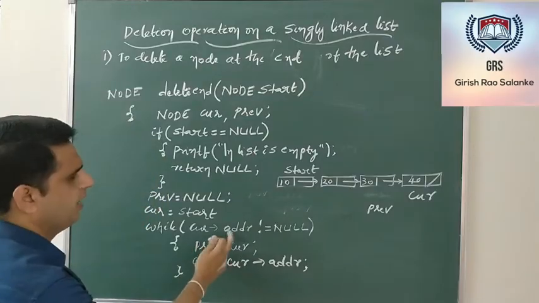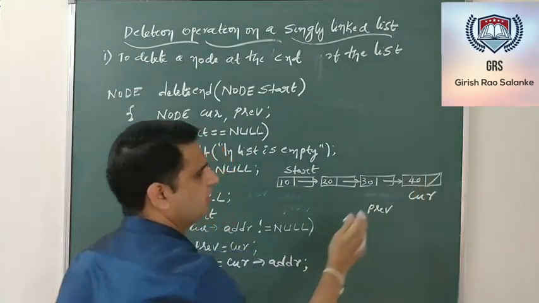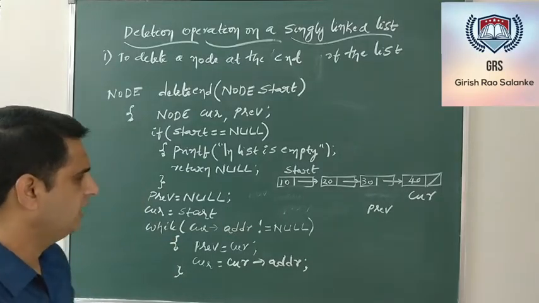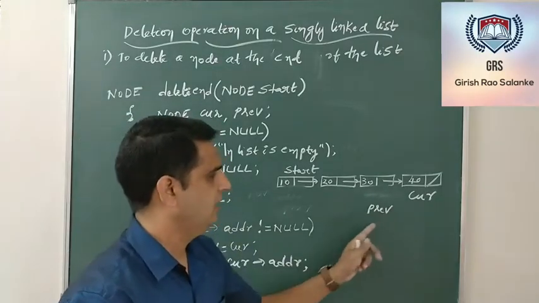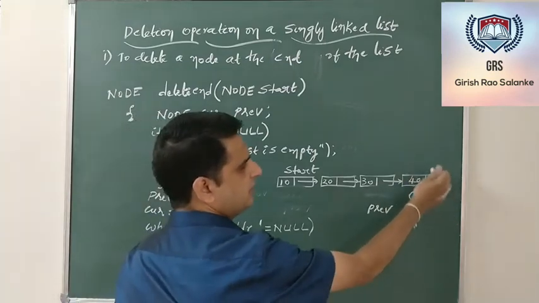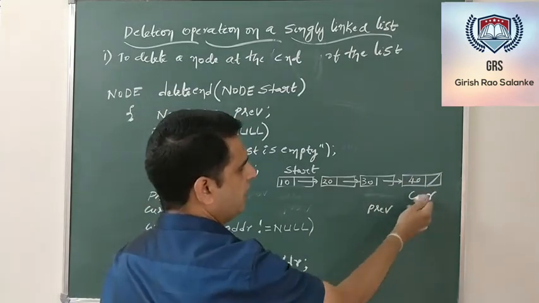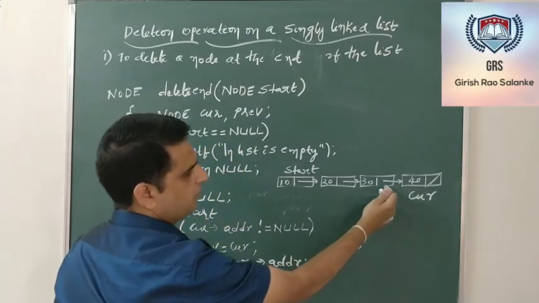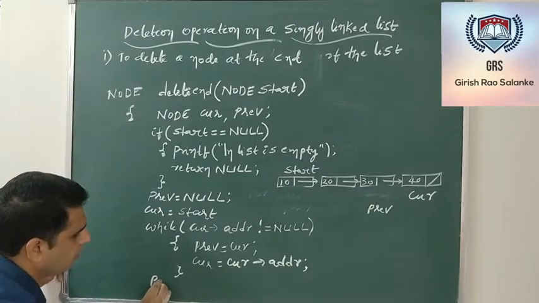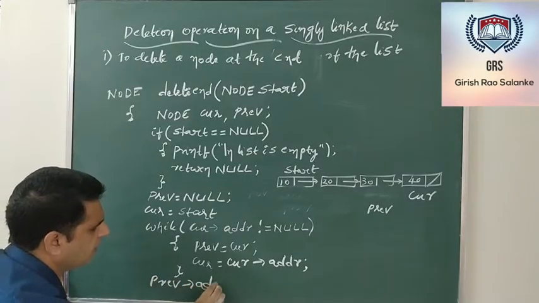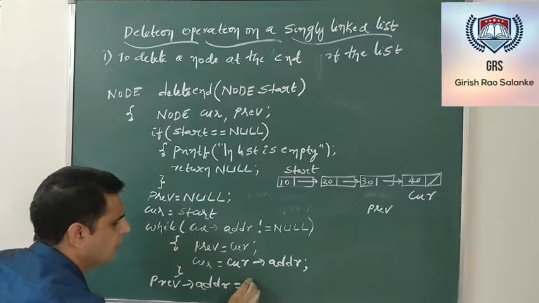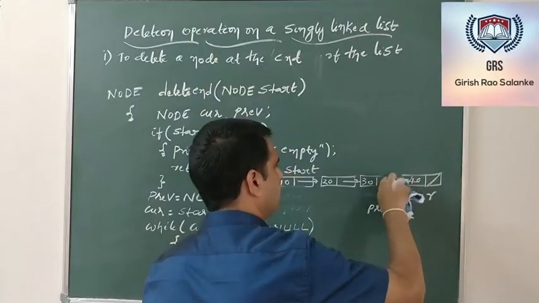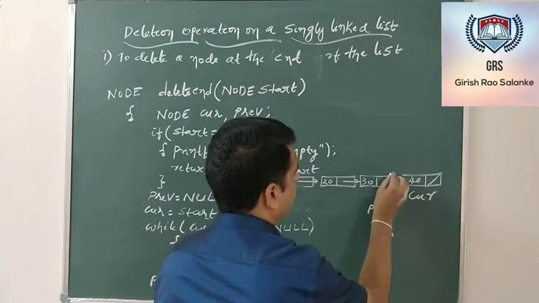Now while loop. While current of address not equal to null. Current of address is null, so this part will not be executed. Now if you see, I have got the address of the last node as well as the last but one node. Now I have to delete this current. Before deleting, make previous of address as null. Previous of address which was pointing to current, now I will make it null.